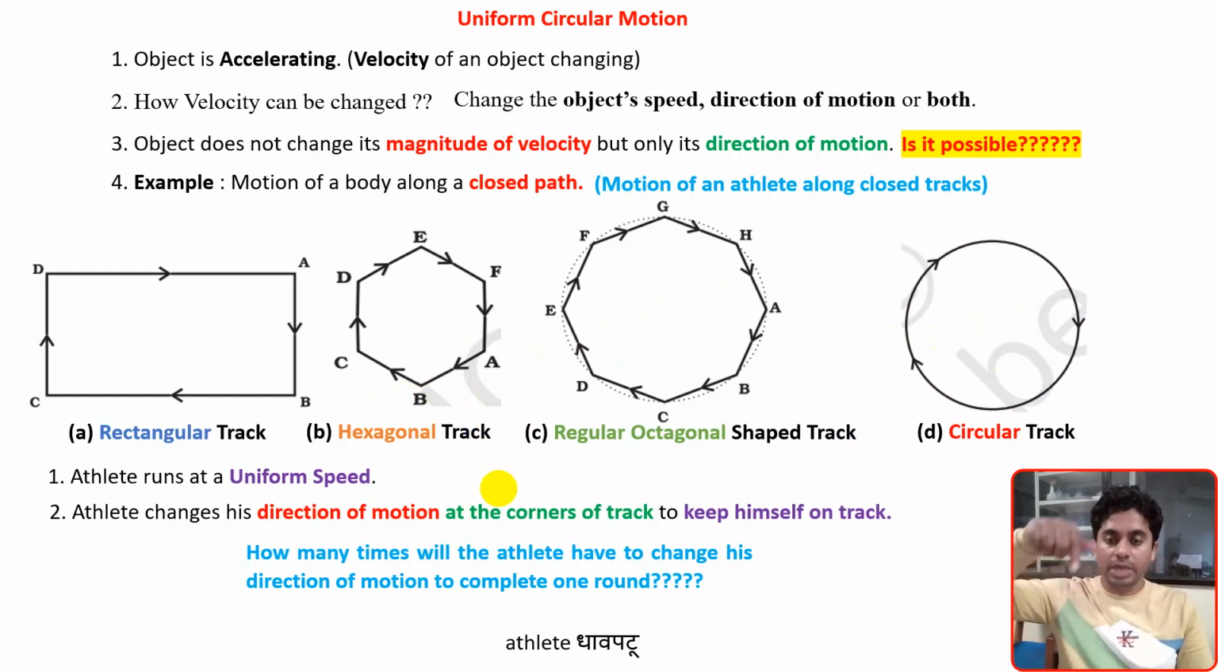Completing one round means that from where he started running, after making that round, he again comes back to the same position. For that to happen, how many times does he need to change direction for each of these four cases individually? The answer we will give in the next video.